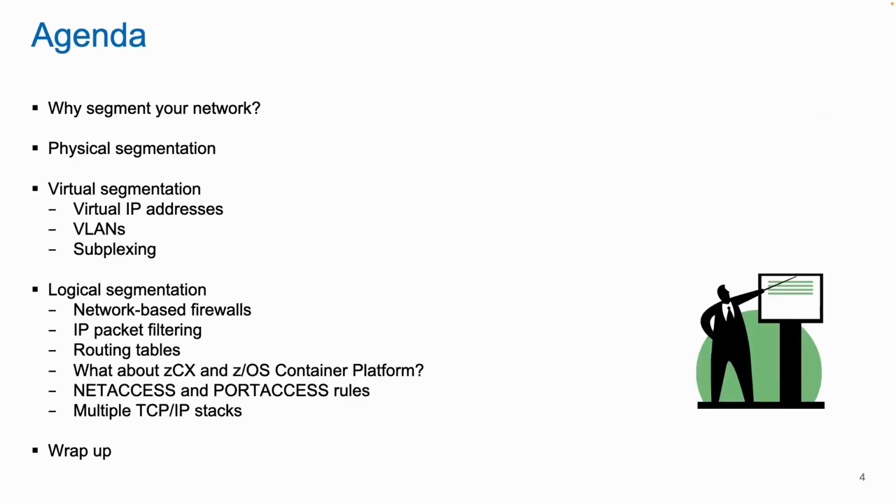So the agenda, it's kind of a busy agenda. I'll take us through the first couple of things, and then I'll hand it off to Navia to finish it up. But we'll talk about what's the need for segmenting your network, and there are different types of network segmentation. We'll talk about the physical segmentation as well as the virtual segmentation, and then Navia will take us into the logical segmentation, which is a lot more software based.